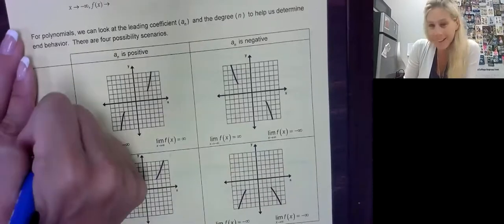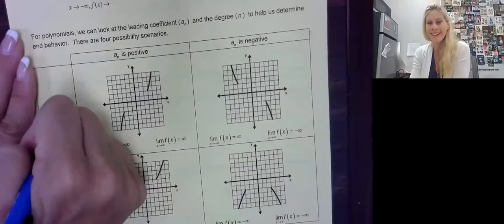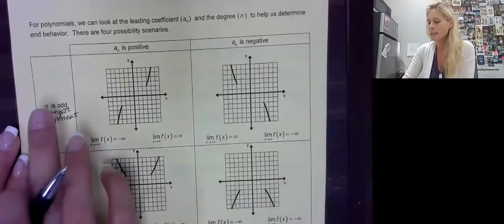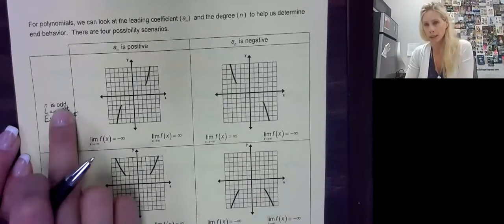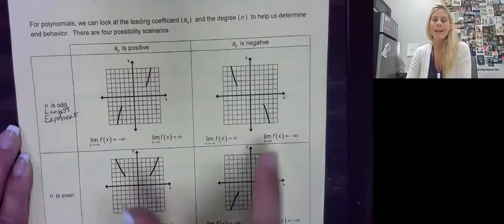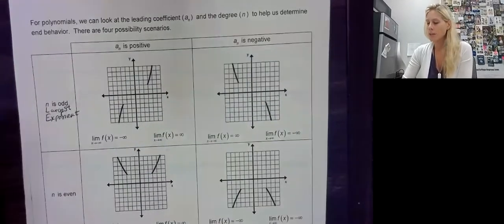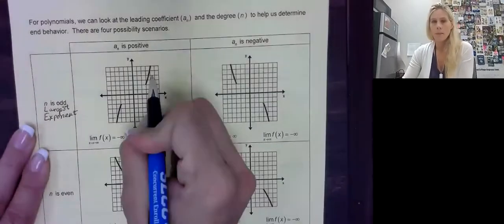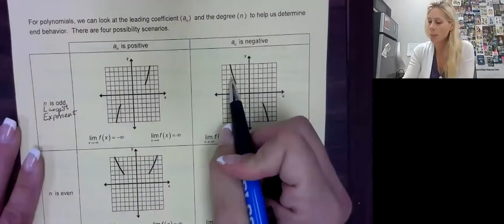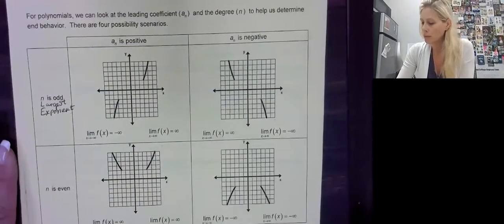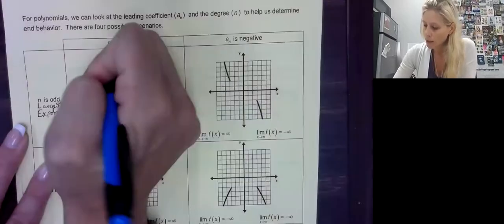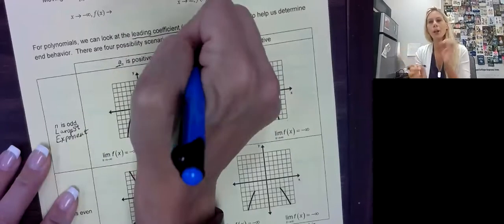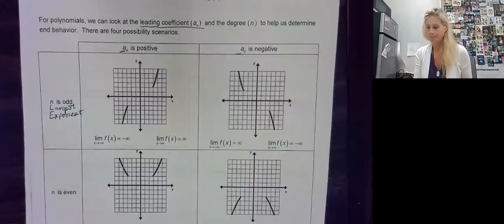So I'm hoping you guys are all good with even and odd numbers, right? Because if it's an odd number, our ends go in different directions. Now, what indicates that the left side goes down and the right side goes up, or the left side goes up and the right side goes down? Well, that's all based on your leading coefficient. Okay, so right there, the leading coefficient is a subscript n. So we're really looking at that leading term.